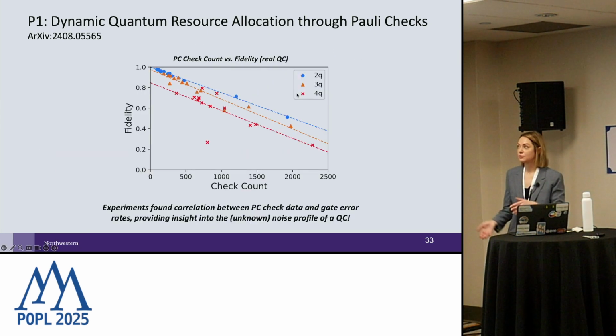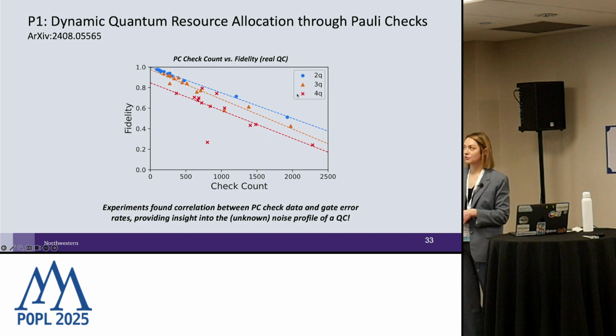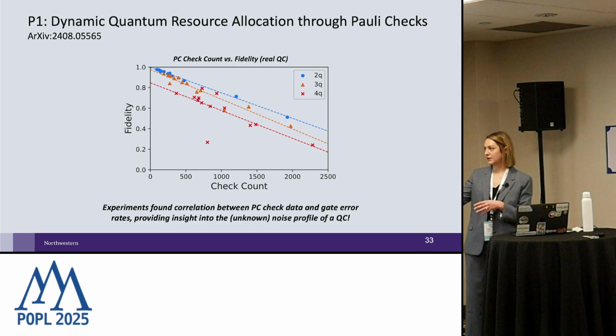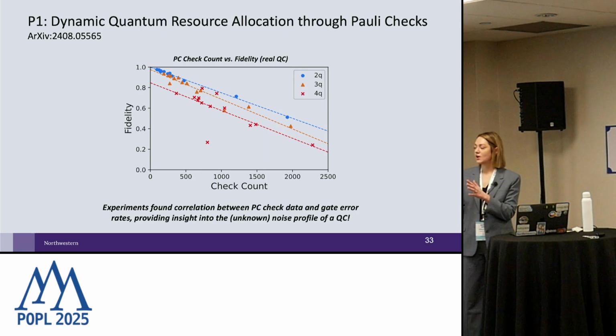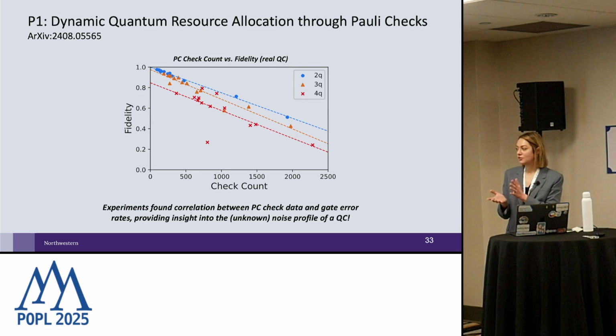And when we took that to a real quantum device, we saw that those trends also appeared. We found that there was a correlation between the polycheck check data and gate error rates, providing insight into fidelity as well. We ran some circuits, looked at the fidelity versus the check counts, and saw that we could navigate a potentially unknown profile of a quantum machine with these check counts.